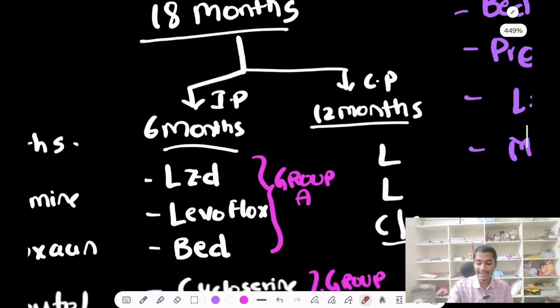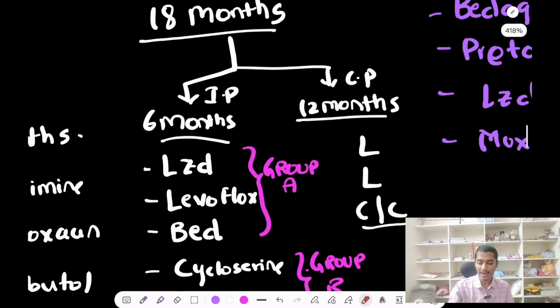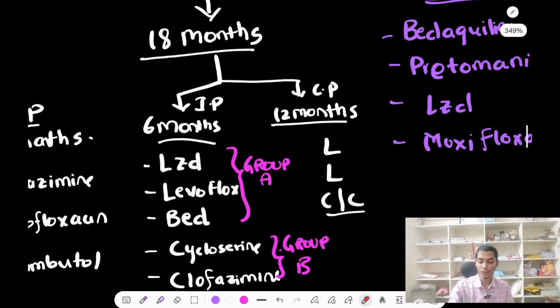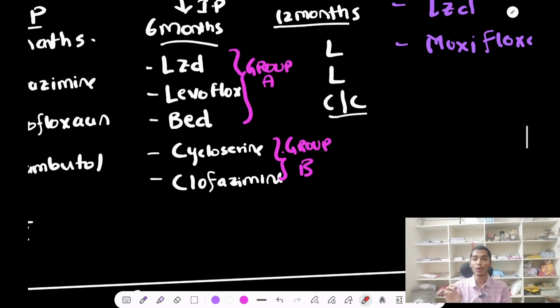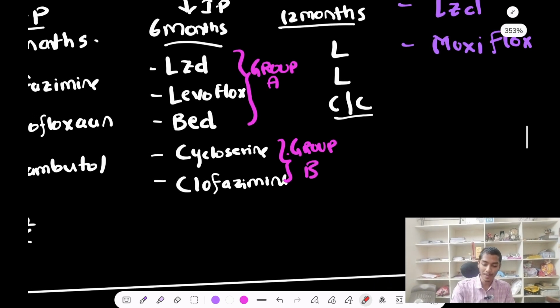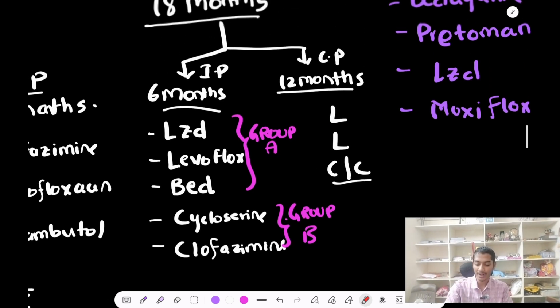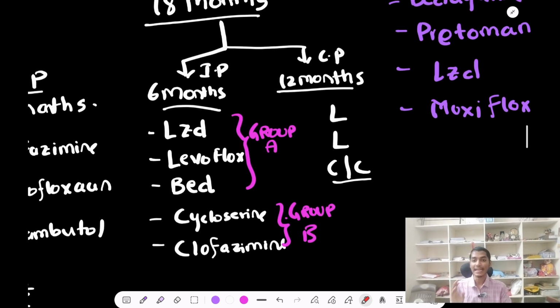Now let's go to the 18 months regimen. The same way, in the 18 months regimen also we have an intensive phase as well as a continuation phase. In the intensive phase, for 6 months, we give group A drugs, that is LLB. We have linezolid, levofloxacin as well as bedaquiline, and we have cycloserine and clofazimine. These are the group B drugs. So we will give group A and group B drugs in the intensive phase of the 18 months regimen.